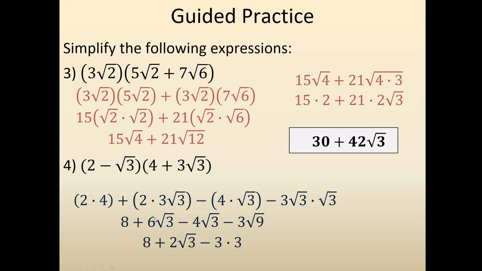Doing the math for this, these are like terms because they both have a radical 3 in them, so we can add their coefficients, or in this case subtract. So 6 minus 4 is 2. And radical 9 is just 3 because that's a perfect square. So we end up getting 3 times 3. When we simplify all this, we'll end up getting 2 radical 3 minus 1, because this ends up being 8 minus 9, which gets us that minus 1.